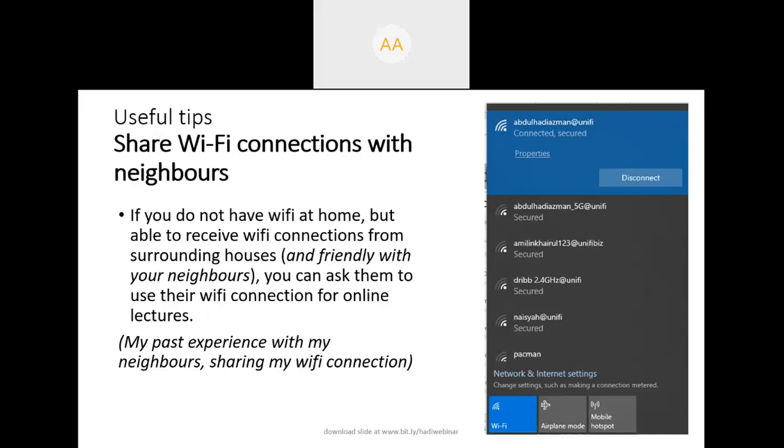And nowadays, even if we don't have Wi-Fi at home, maybe our neighbors have Wi-Fi. So this is an example. From where I am now, I can see all my neighbors' Wi-Fi signals. Okay? So if I don't have Wi-Fi right now, and if you are friendly with your neighbors, you can ask them if you can use their Wi-Fi connection.